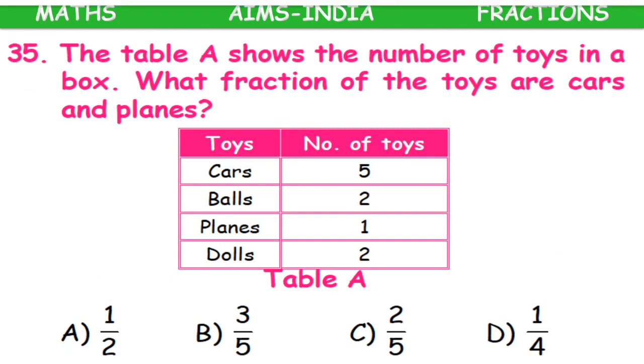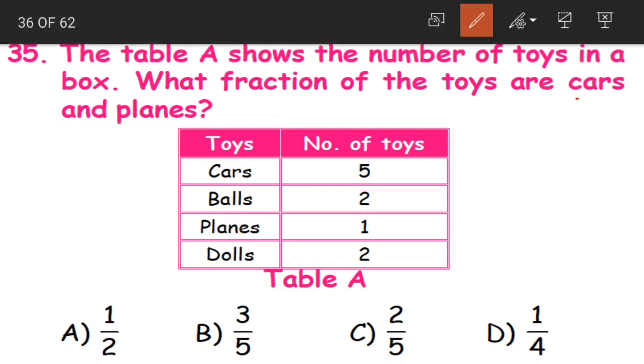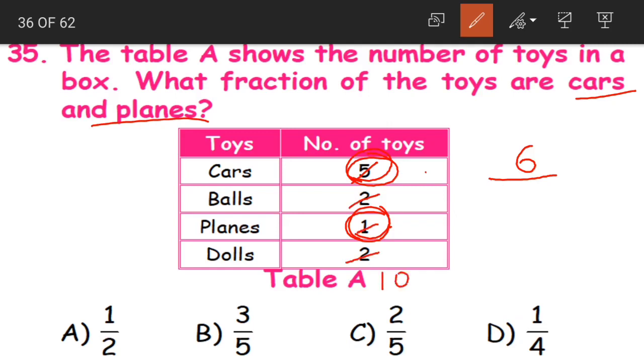Next, table A shows the number of toys in a box. What fraction of the toys are cars and planes? What do we want? We want cars and planes. So cars are 5, planes are 1. So 5 plus 1 becomes 6. The fraction that we want is 6 divided by, what are the total toys? Number of total toys, 5 plus 2, 7. 7 plus 1, 8. 8 plus 2, 10. So 10 becomes our denominator.